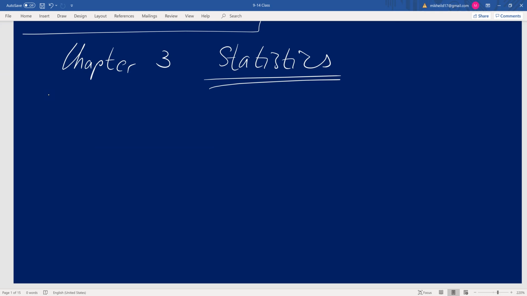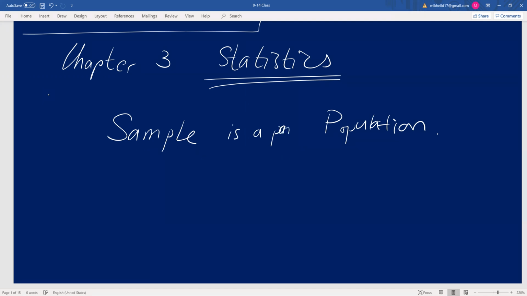So let me start today's class, which is about statistics, and we will start from the very, very beginning. We already know the difference between sample and the population. Sample is a part of the population. Let's say population consists of capital N individuals or observations, whereas the sample consists of small n observations. n is less than, and very, very often much less than, this capital N.